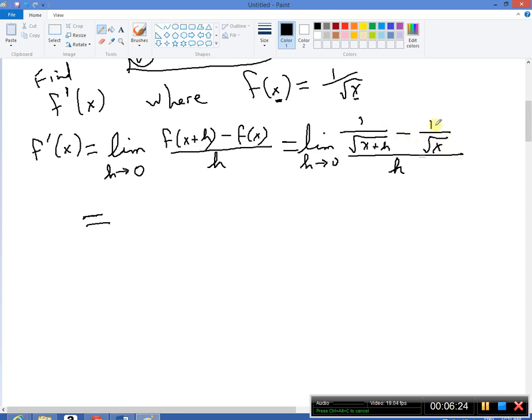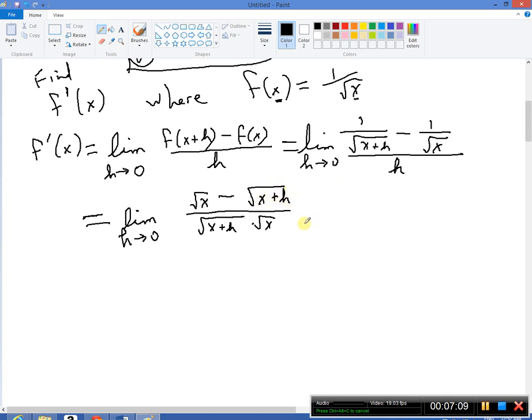What can you do here? Well, let's get a common denominator. That seems like a good plan when you have two fractions. So this is going to be the limit as h goes to 0 of the common denominator upstairs, which is going to be the product of those two things, square root of x plus h and square root of x. So I have to multiply those together. And this term I'm going to have to multiply by just the square root of x. And then I'll have minus the second term, where I have to multiply that by square root of x plus h.